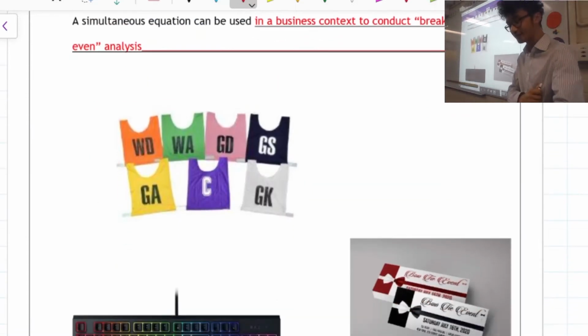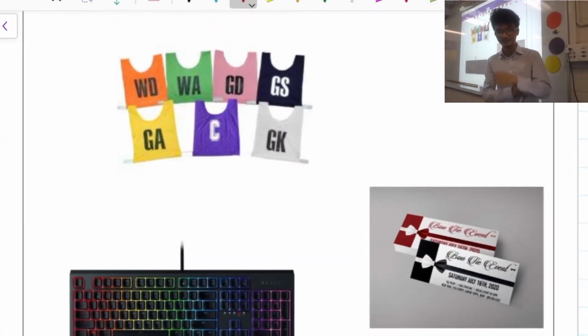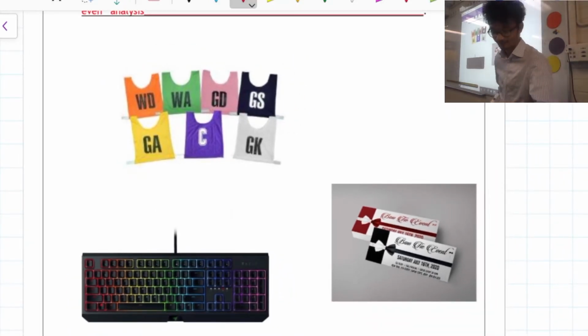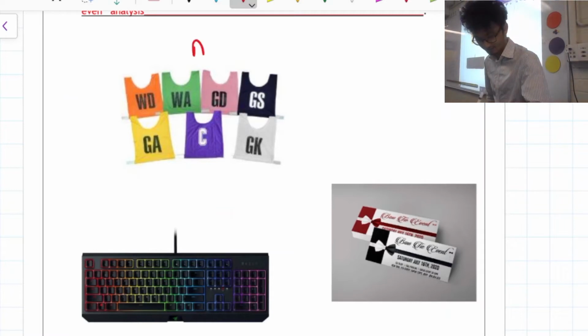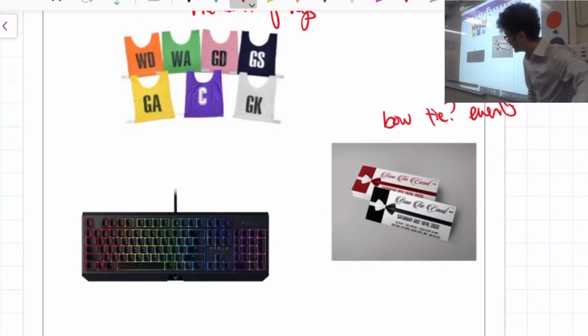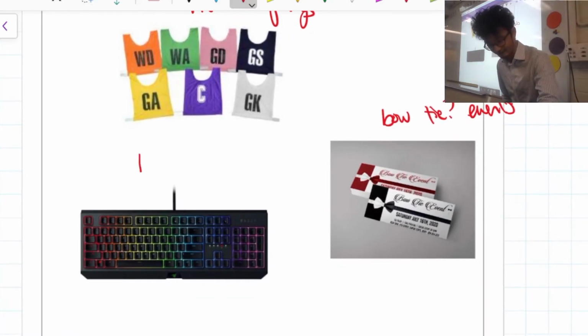These three pictures are seemingly unrelated, but actually they have everything to do with each other. What three things do we have here? We got some netball jerseys. Colours. We got bow ties. Bow tie events. What's on the bottom left there? Keyboard. That's a keyboard. Okay.